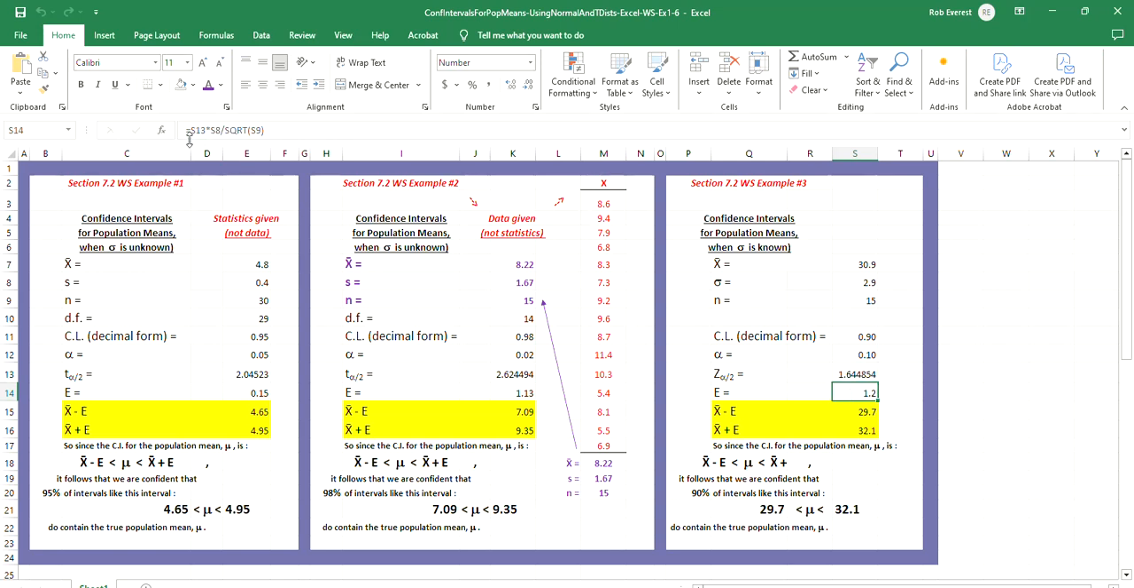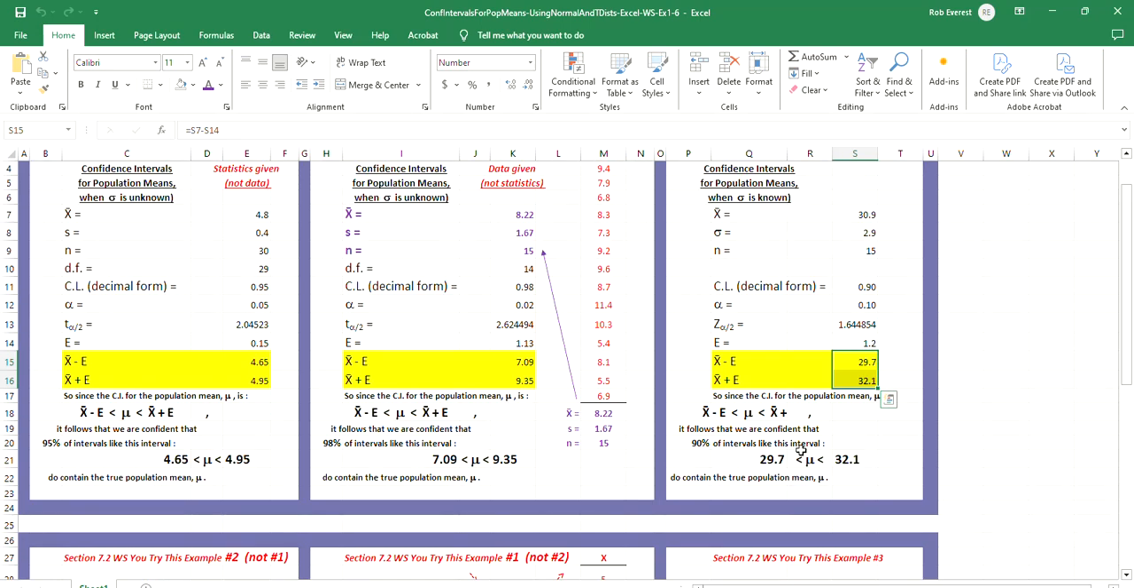And then using the formula where the critical Z value times the population standard deviation divided by the square root of n computes the error, and when you add and subtract that error from and to the mean, you get the lower and upper bounds of the confidence interval for the population mean.